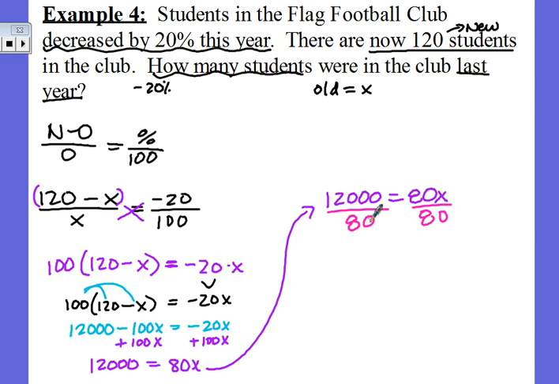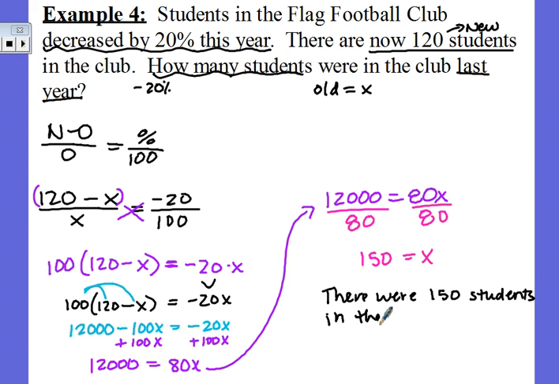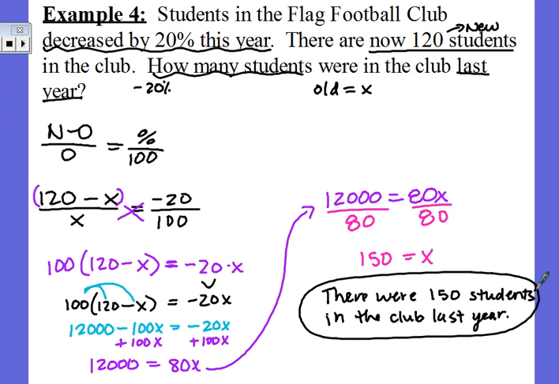And I end up getting x is equal to 150. So when I'm giving the answer to this, it asks how many students were in the club last year. I say there were 150 students in the club last year. Okay, go ahead and try practicing finding either the new or the old value, and come prepared with questions the next time I see you.